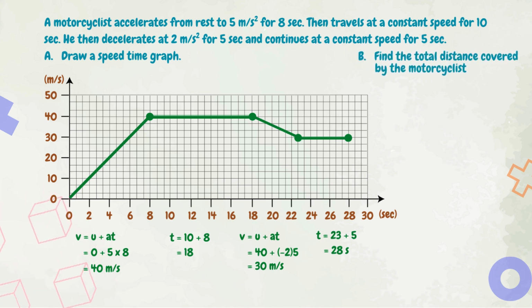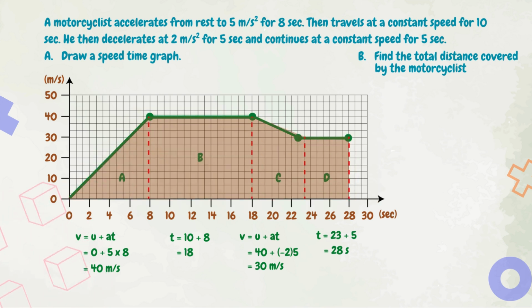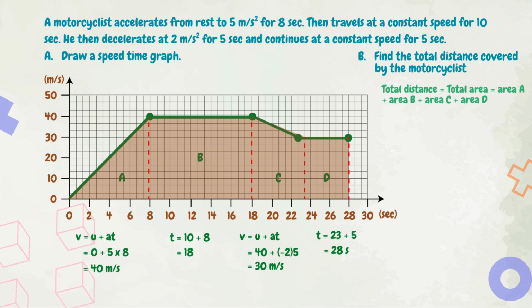B. Find the total distance covered by the motorcyclist. The distance covered is equal to the area of the graph. We can find the total area of the graph by dividing the area into small sections. Total distance is equal to total area, which is equal to area A plus area B plus area C plus area D. Area A covers the first 8 seconds and it's a triangle. It's half times 8 times 40. This gives 160 meters. Area B covers from 8 seconds to 18 seconds and it's a rectangle.